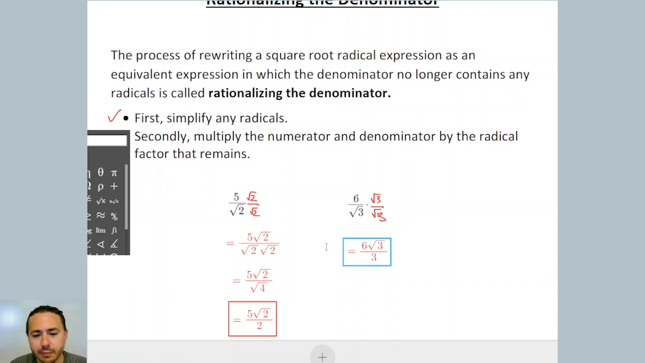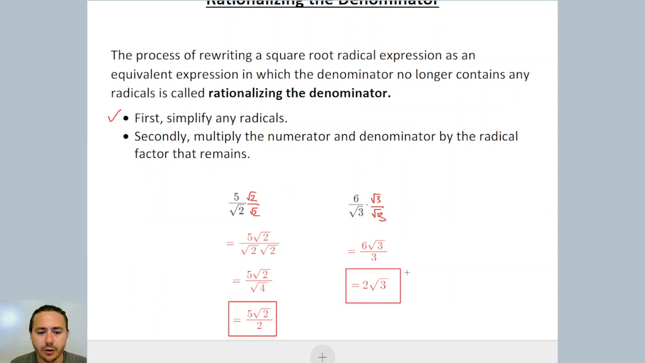So a lot of times it'll be done at that point, but notice how the 6 over 3 can be reduced. 6 over 3 is 2, so this would be equal to 2 root 3. And there you go. So that's rationalizing the denominator. We're able to write these fractions so that there's no square root in the denominator.